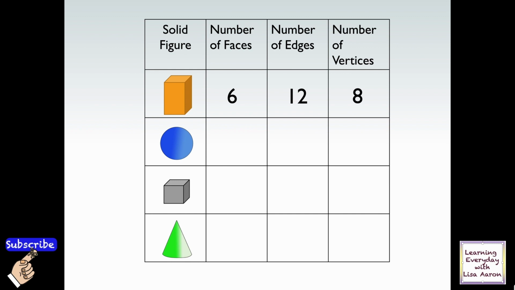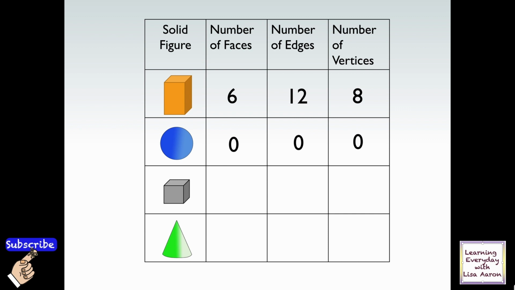Here we have a sphere. It's shaded, so I'm telling you it's not a circle. It's a sphere. How many faces? 0. How many edges? 0. How many vertices? 0.